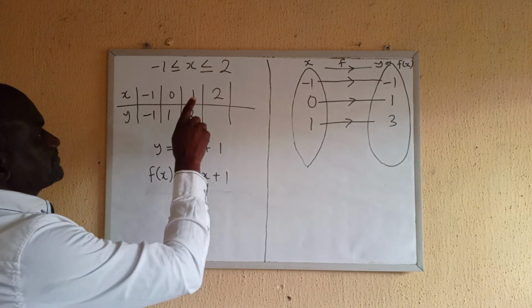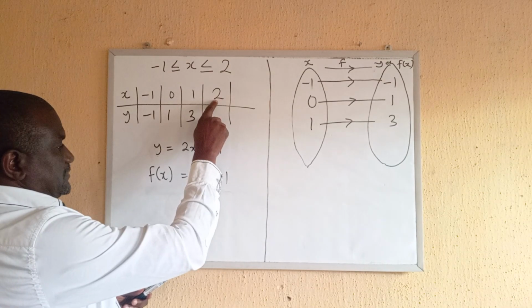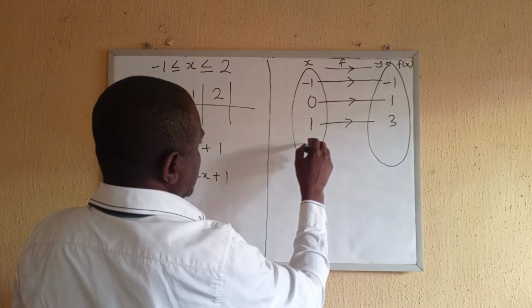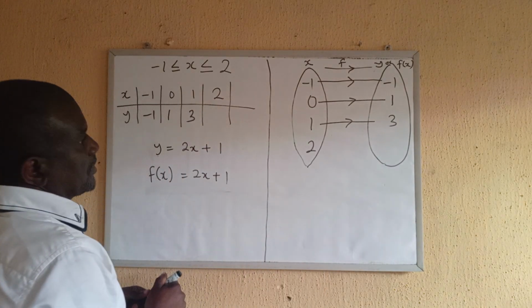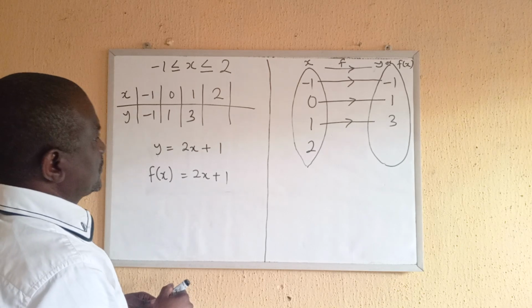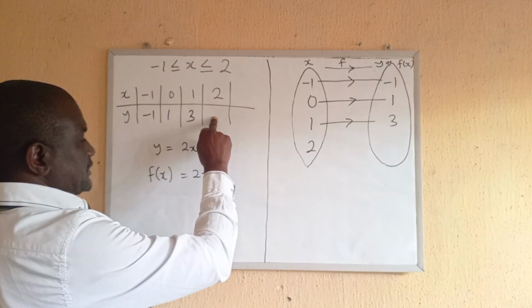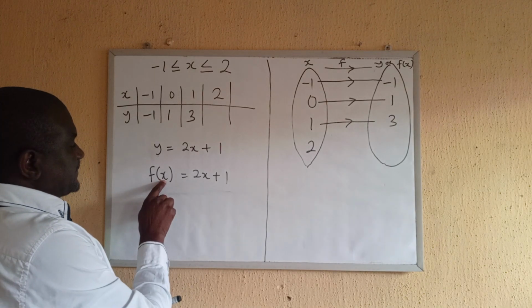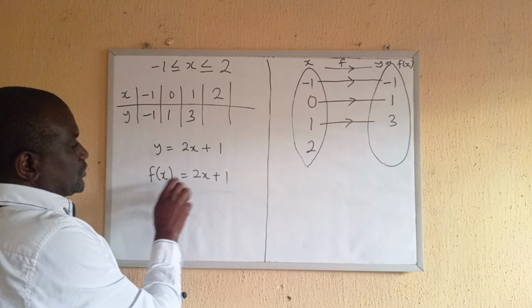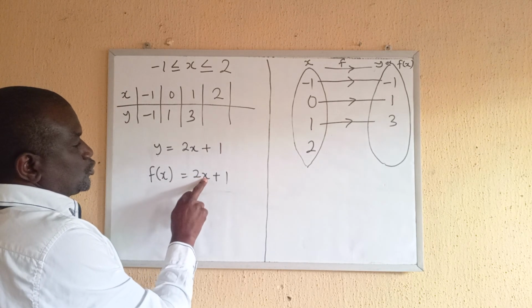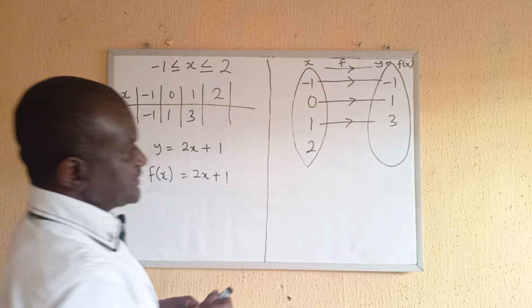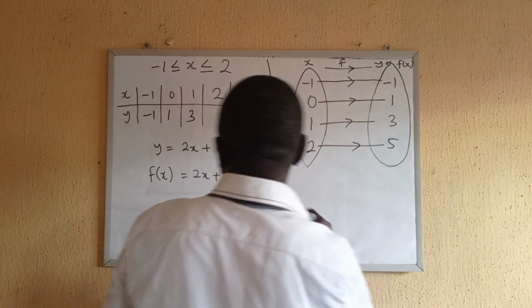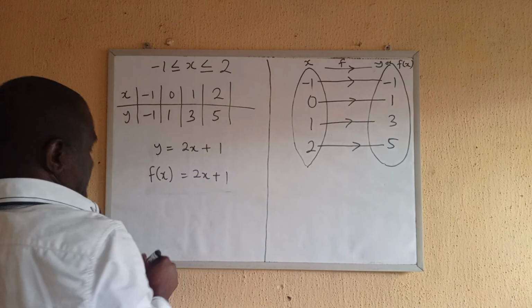Likewise, if we have our independent variable, which is x, if it is 2, which is the domain now, so we have 2 here. So we want to get the dependent variable, which is the y, or which is the codomain. If x is 2, so that means it will be 2 times 2, which is 4 plus 1, which is 5. So here we're going to have 5. So 2 is mapping 5.